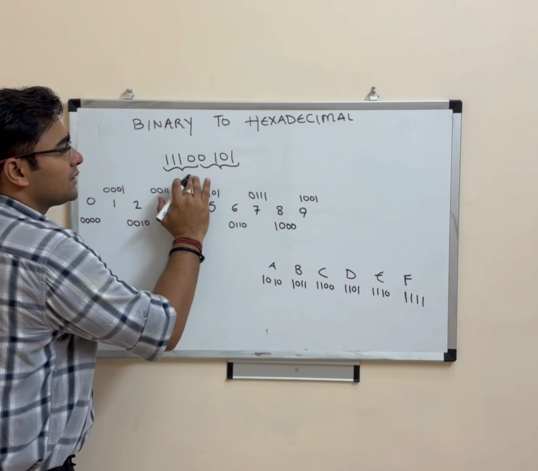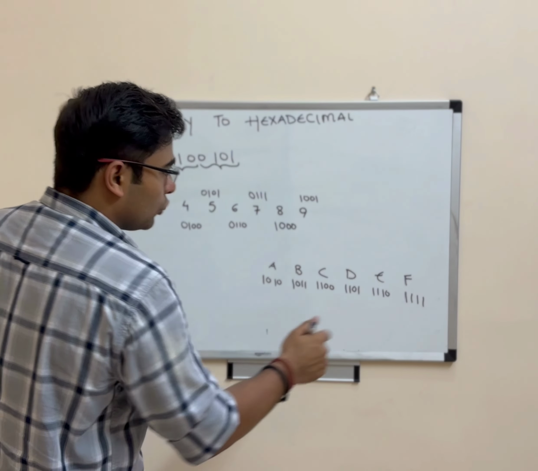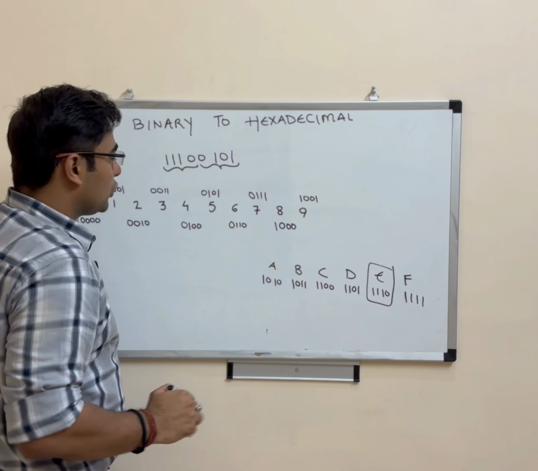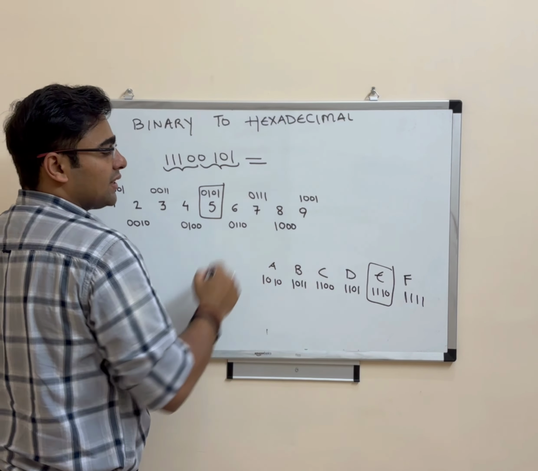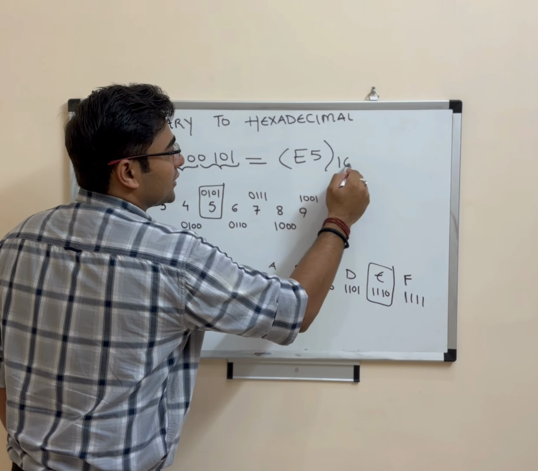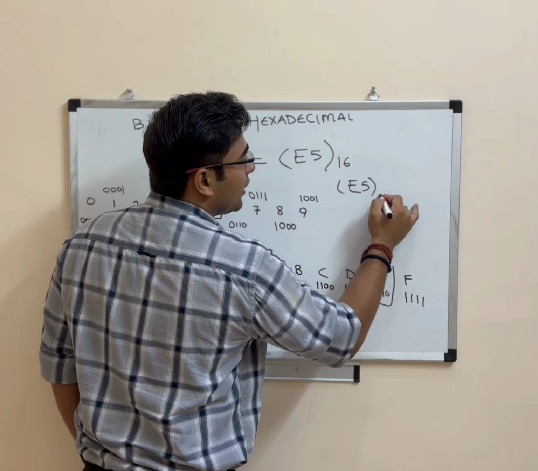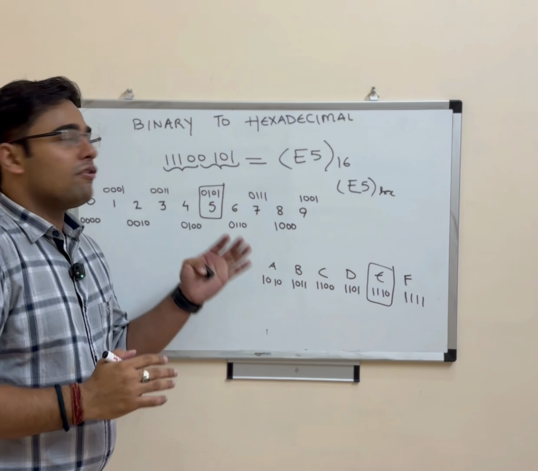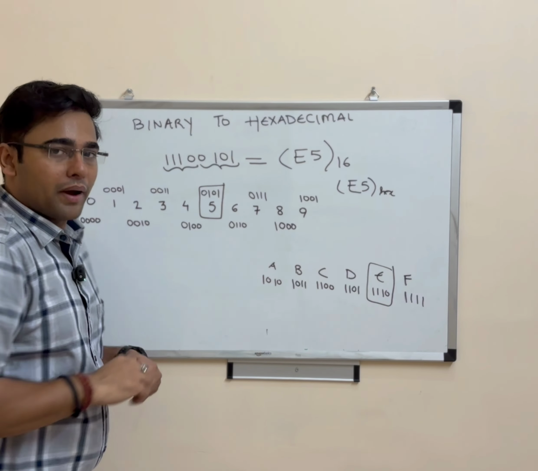Now this is very simple. What is 1110? 1110 is E and 0101 is 5. So what would this number be in the hexadecimal system? It would be E5 hexadecimal, or it may also be denoted as E5 hex. So this is how the conversion of binary to hexadecimal takes place, and also from hexadecimal to binary.